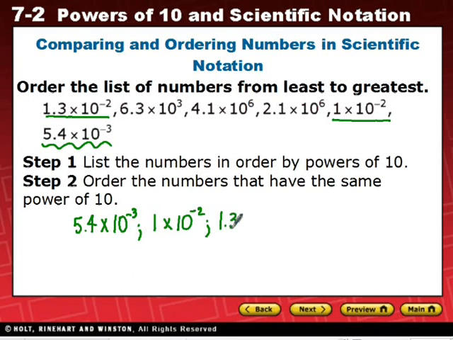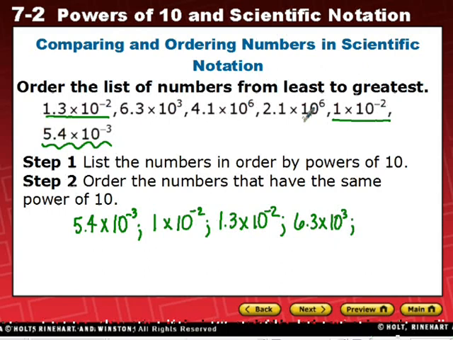So there's our next one. Then we have 1.3 times 10 to the negative second. Now we're looking for the next smallest exponent, and it looks like it's +3. So 6.3 times 10 to the third. And then we have two things with 10 to the 6th power. 2.1 is smaller, so 2.1 times 10 to the 6th. And last we have 4.1 times 10 to the 6th. And that's how we put them in order. First you look at the powers of 10, then you look at the front numbers to get them finished up.